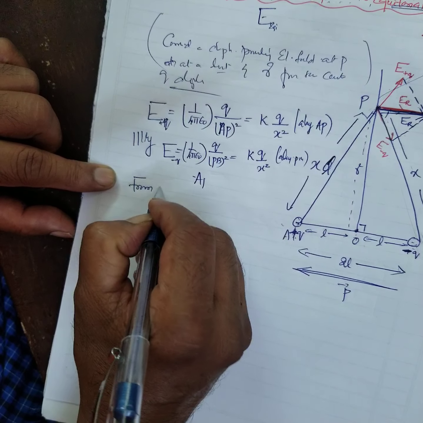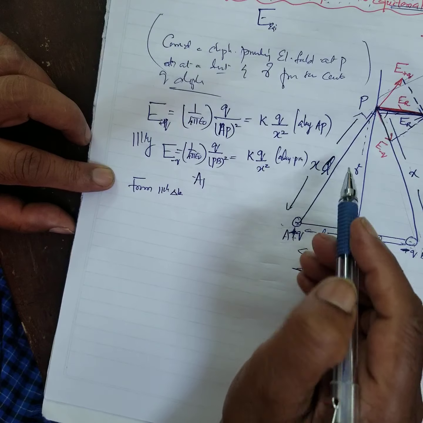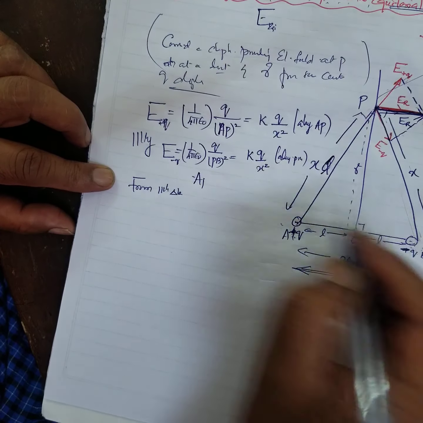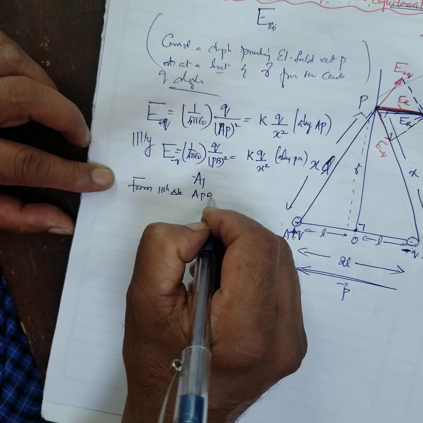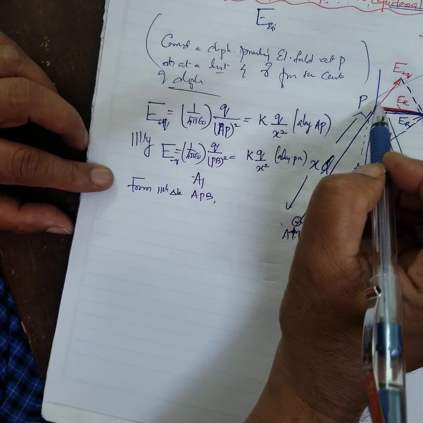From similar triangles, what is that here? APB and PQRS.